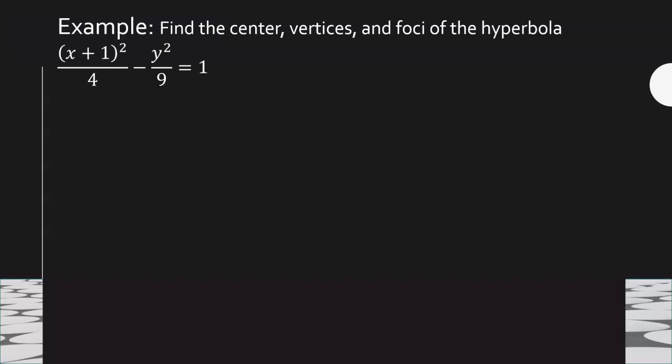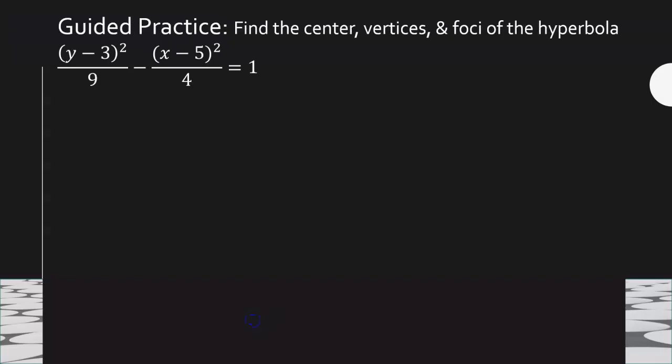All right, so let's look at this first example. So here we have quantity x plus 1 squared over 4 minus y squared over 9. So remember to find the a value. The a value is not the bigger denominator. The a value is whichever one's positive. So you see that first fraction is a positive one. So we know that a would be the square root of 4, which is 2. Our b would be the square root of 9, which is 3.